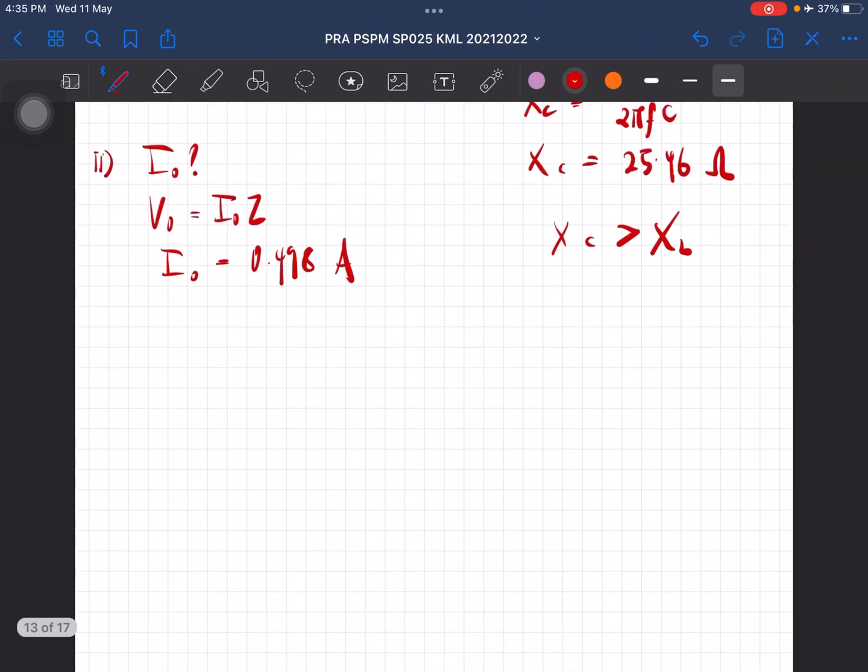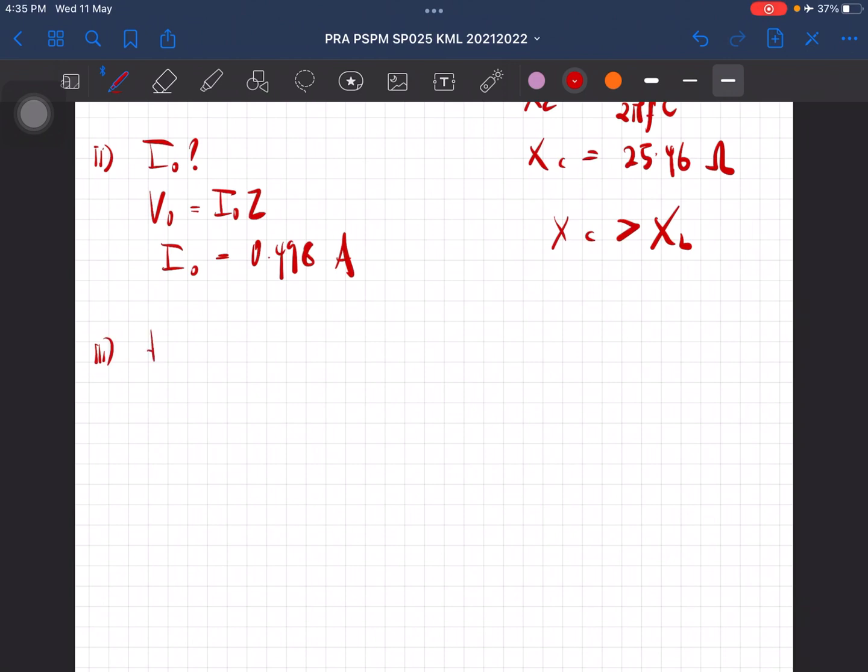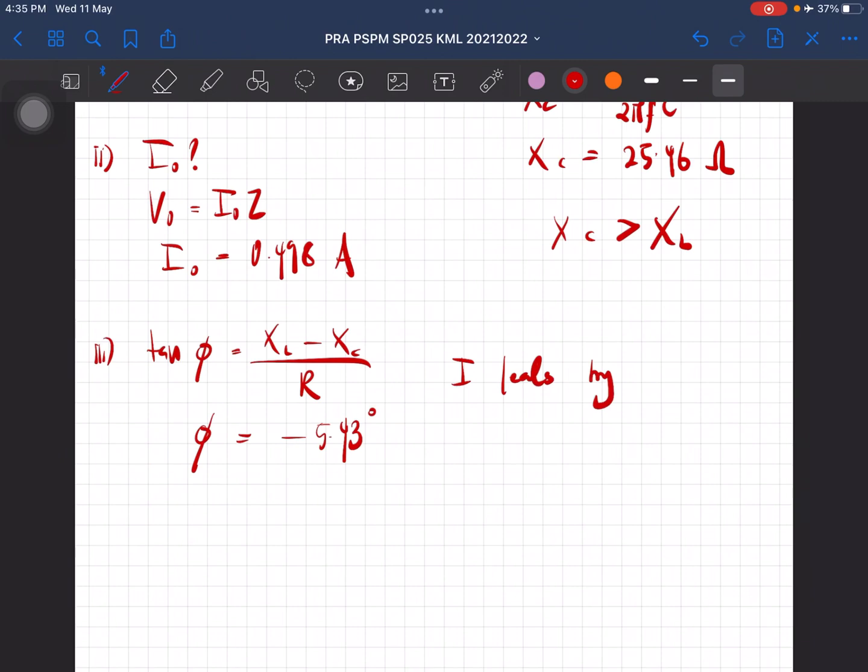Okay, and then Roman 3, what is the phase constant of the current, and is the current leading or lagging the source voltage? For that question, we will use tangent phi, which is equal to XL minus XC over R. So this is gonna be equal to negative 5.43 degree. So this is telling us that the current leads the voltage by 5.43 degree, or V lags I by 5.43 degree.